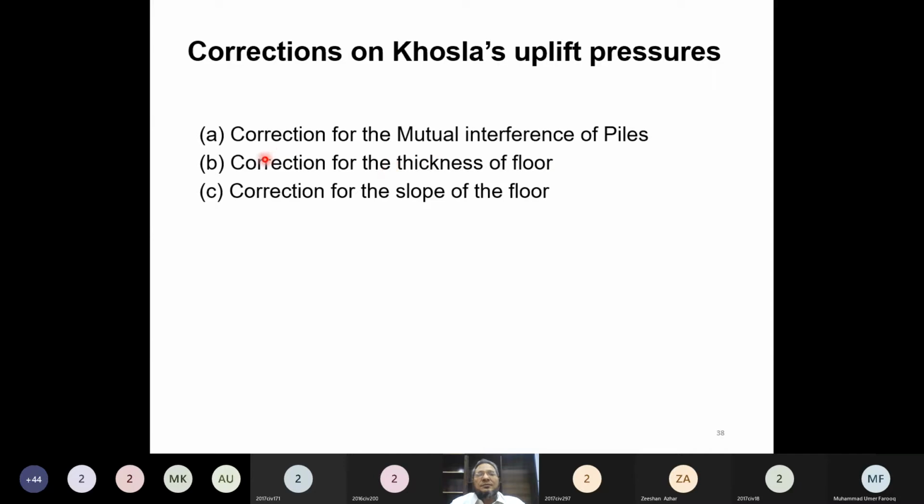And this is basically for case number 2, when there is more thickness of the floor, then how we can apply correction to it. And the C is correction for the slope of the floor. You know that in case of a barrage concrete floor, there is upstream glacis, and then there is crest, which is the horizontal part, and then there is downstream glacis. If you see these two glacis, these are basically sloping floors, and we need to apply corrections. So these three corrections have to be applied.